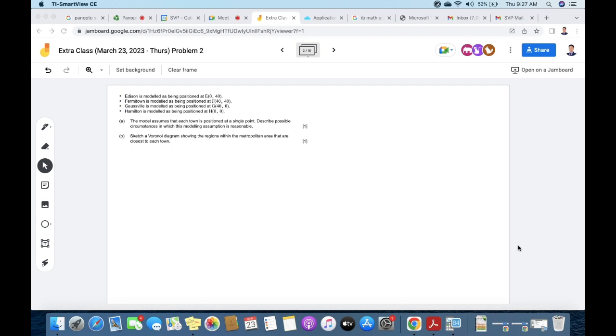Remember that to create a Voronoi diagram, you need to connect the 2 points, and then you need to create the perpendicular bisector. Okay?